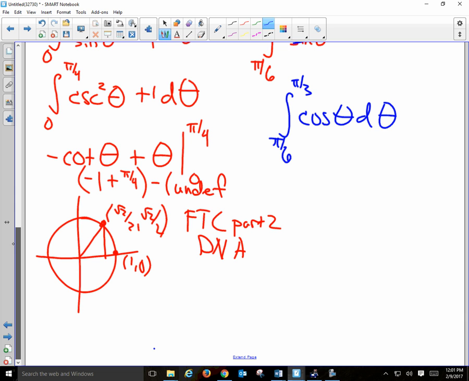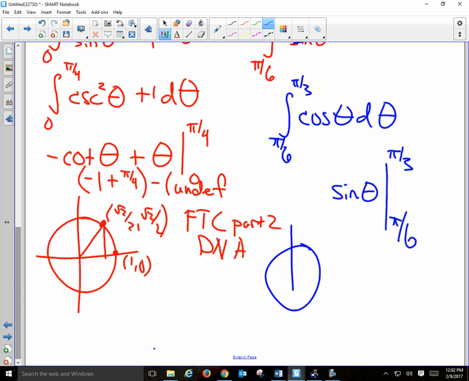Somebody, anybody, antiderivative of cosine. Negative sine. Just positive sine. I just trusted the voice of somebody over on the side of the room. So, yep. All right, so I got to plug these values in.